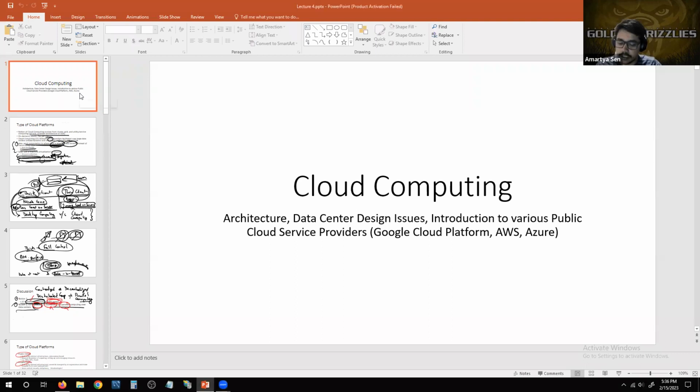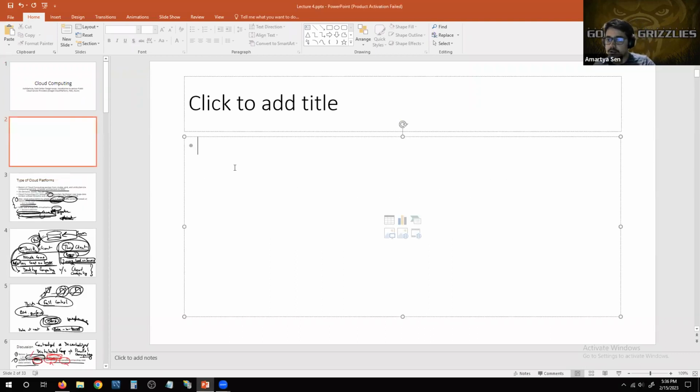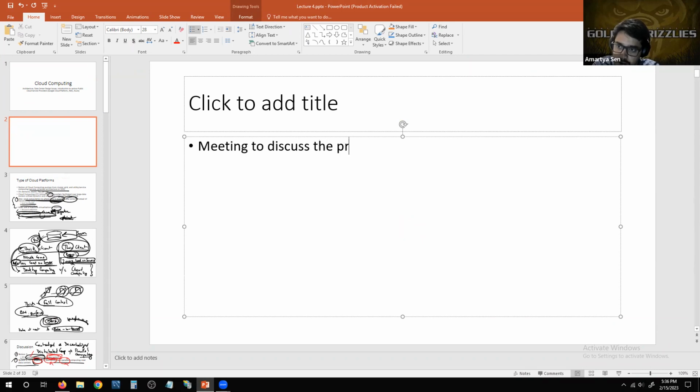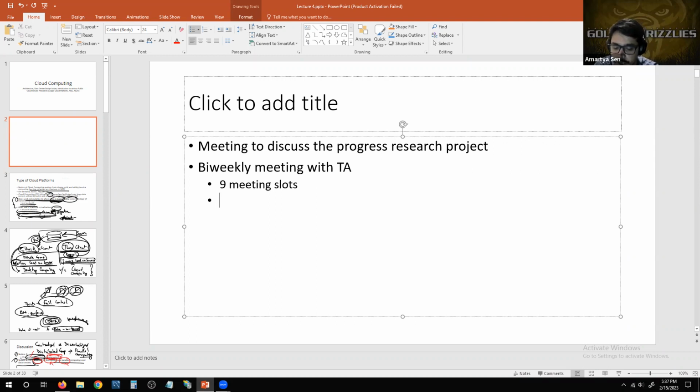Essentially, to remind you, what I'm talking about is a meeting to discuss the progress that is being made with respect to the research project. What we have come up with, for now, is a bi-weekly meeting with the TA, wherein she will share probably about 9 meeting slots, and based on your availability, you will pick a meeting time.